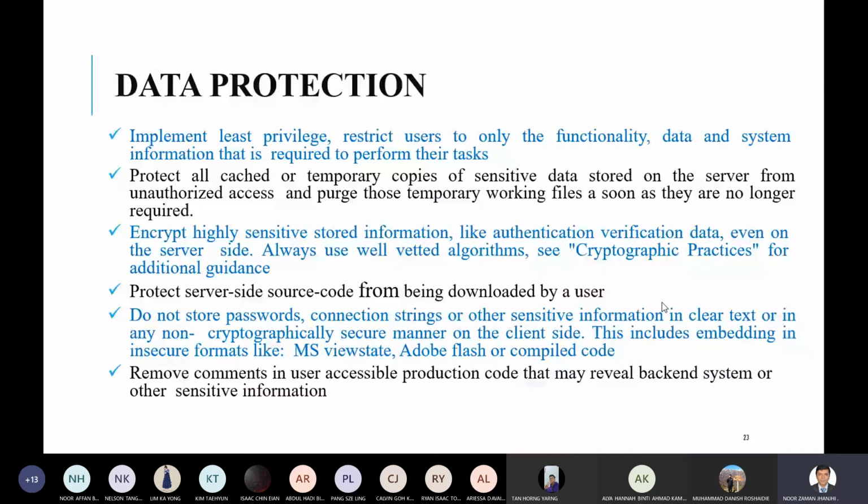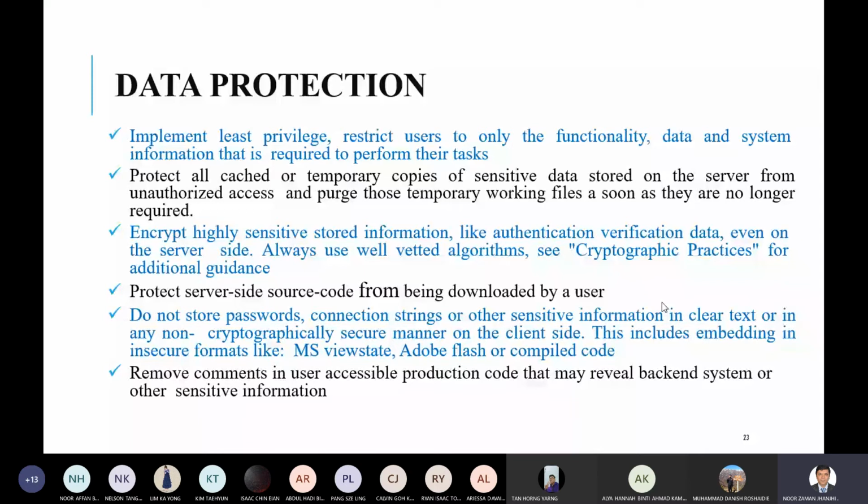So we need to implement least privilege. What do we mean by least privilege? Least privilege means only those privileges which are required, not more than this. And we need to protect all cached or temporary copies of sensitive data which is stored on the server.